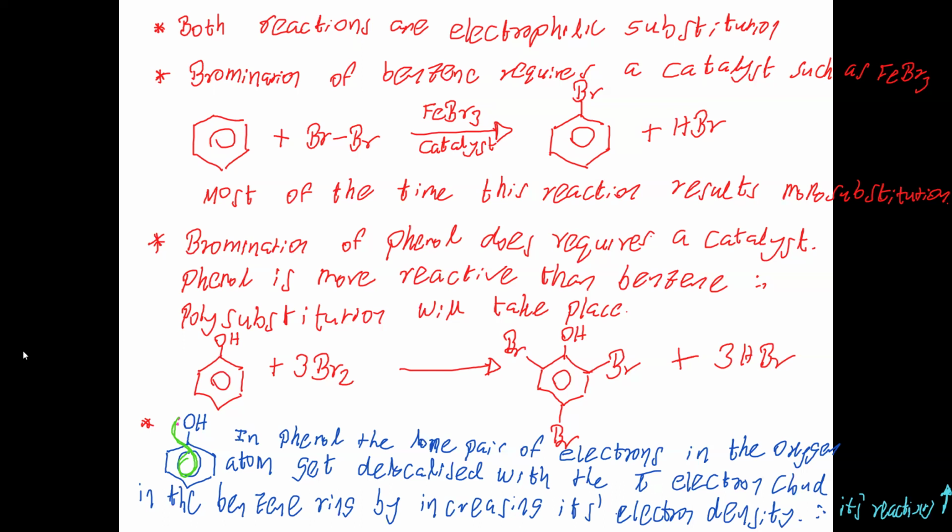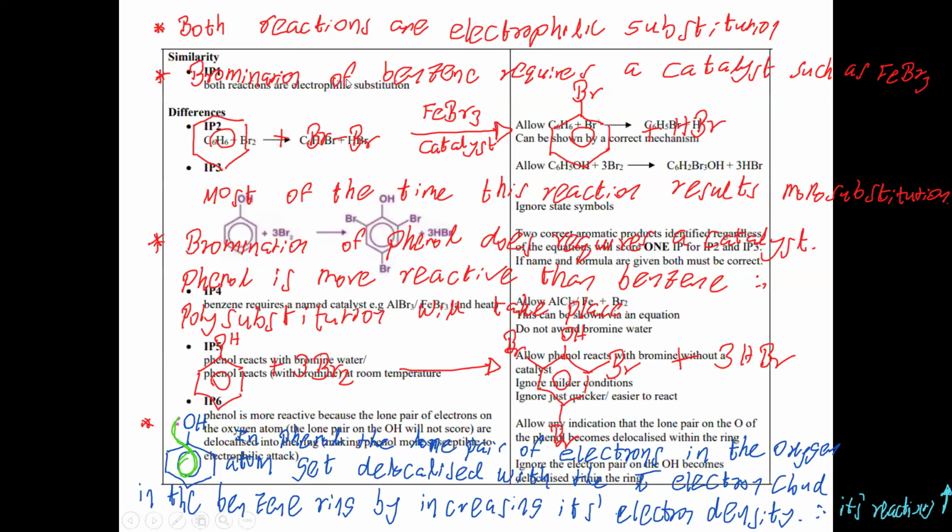Let's see the marking points. Both reactions are electrophilic substitution. They give us 1 mark. So I think I wrote that point here. So we'll go back, I got that 1 mark. Difference, okay, first I talk about the reaction. Yes, so we get the 2nd mark. Then this reaction, 3rd mark. Benzene requires a catalyst, that's the 4th mark. Then phenol reacts with bromine. Phenol reacts at room temperature with bromine water. So we say phenol reacts with bromine water, no catalyst is required.